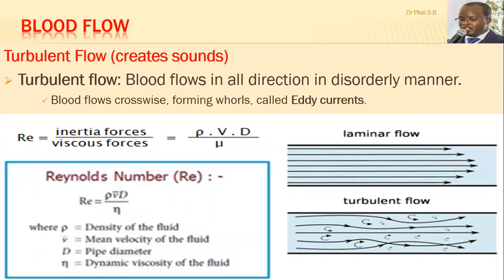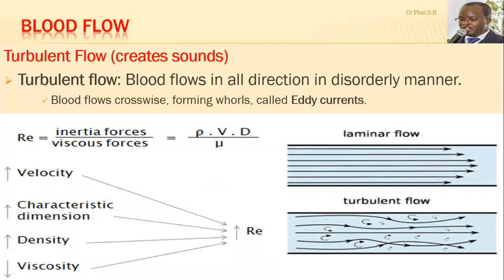So you can see the factors that are affecting the Reynolds number that is going to predict whether you're going to have laminar flow or turbulent flow. You have velocity. If you have an increase in velocity, you're going to have an increase in Reynolds number, and that can result in turbulent flow. If you have an increase in characteristic dimensions, you're talking of the radius or the diameter of these blood vessels. If you have an increase in the diameter or the radius of the blood vessels, you're going to have an increase in Reynolds number because the diameter is here. So this value will increase.